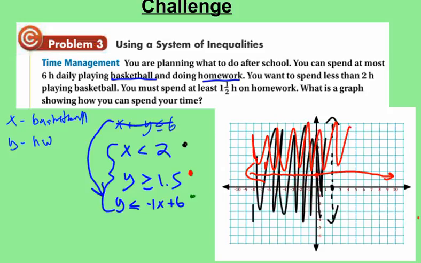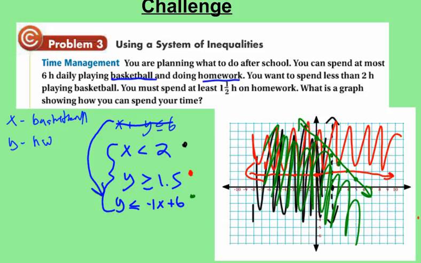And then the last one in green says y is less than or equal to negative 1x plus 6. So start at 6. Go down 1 and over 1, down 1 and over 1, and so forth. And that's going to be a solid line as well. If it says less than or equal to, that's everything over here.